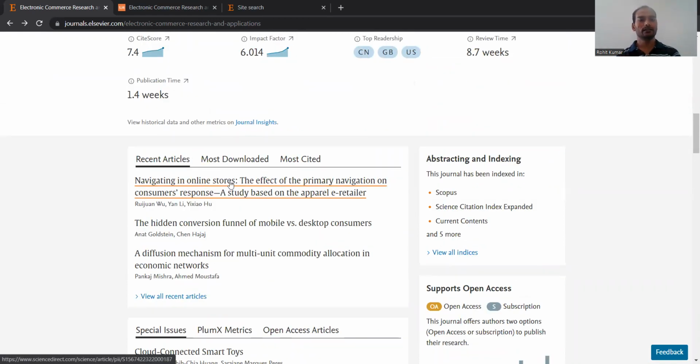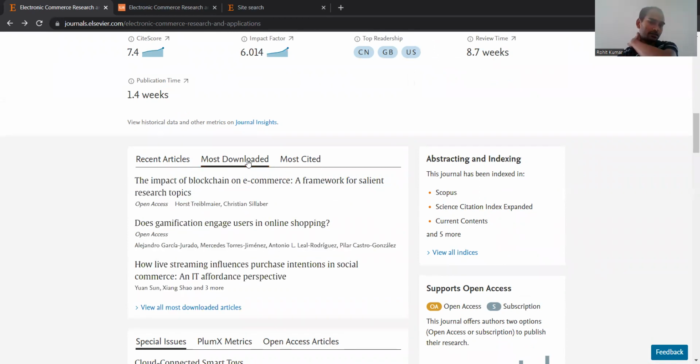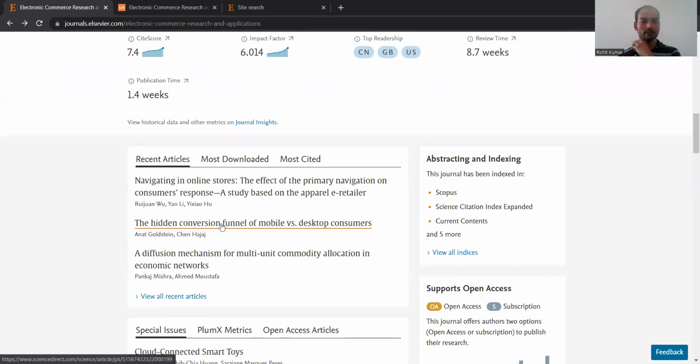Here you see that recent articles are focusing on the customer's response, a behavioral study kind of thing. Then here you can see the hidden conversion funnel of mobile versus desktop consumers, the technological aspects, then the diffusion mechanism for multi-unit commodity allocation in economic networks. Okay, so an analysis based on the economic policies and the economic profiles of different users.